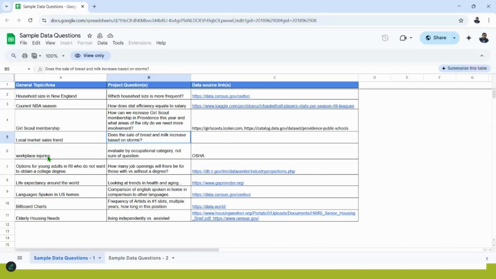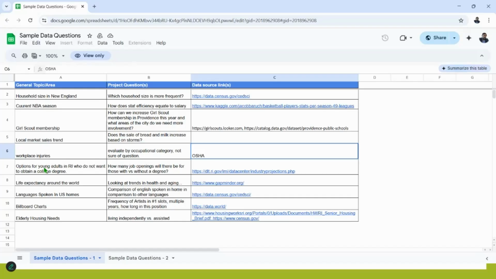And then this one, workplace injuries, evaluated by occupational category, and the person is not sure of the question. So we love this. If you type like this and show us, we will help you further with the approach. This person is saying, I want to do something related to workplace injuries, and I know where to get the data from: the OSHA website, the Occupational Safety and Health Administration. From this website I want to get the data, but I'm not sure of the question.